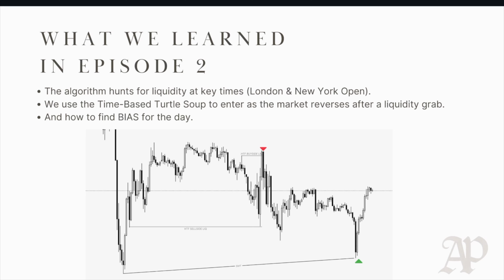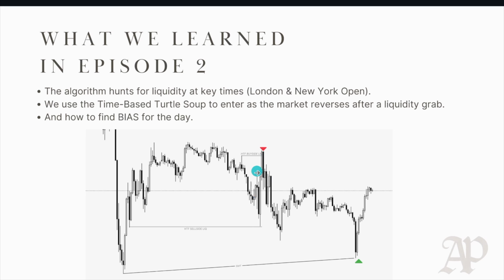Before we hop into today's episode, let's quickly recap what we learned in episode 2. We talked about how the algorithm hunts for liquidity at key times like the London and New York open. We learned to wait for that turtle soup, the price taking out a high or a low, and then we entered as it reversed, and that's one of our key reversal patterns.